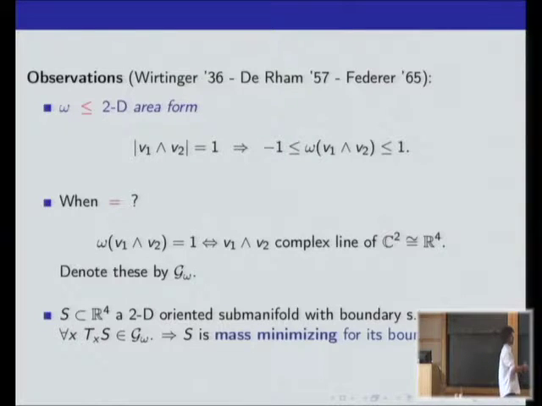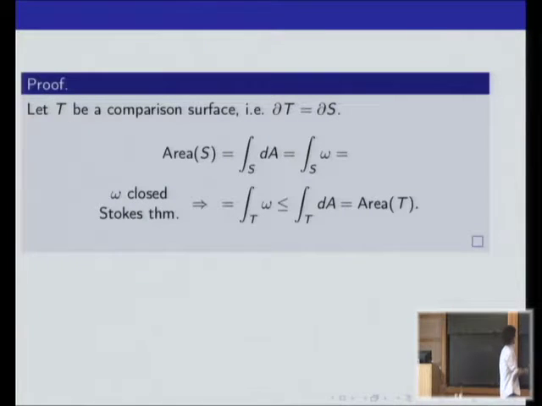Then S is a mass minimizer for its own boundary. So why is that? What we are going to use are these two conditions that we have on omega. So what we want to do is take another surface with the same boundary as S and compare the two areas. Well, let's see how we can do this.